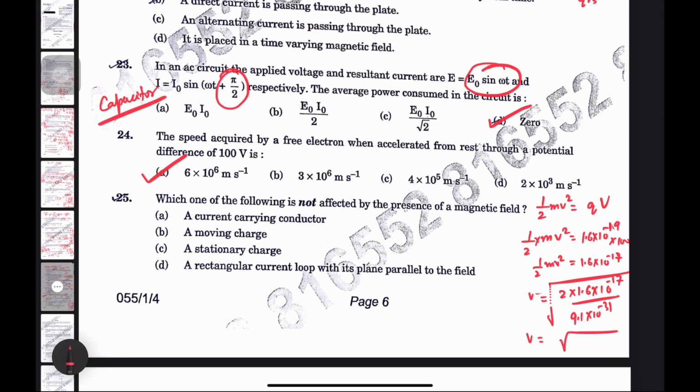Then when it comes to question number 25, which one of the following is not affected by the presence of magnetic field? So we are having some things given in the options. So what is not affected when we are having a magnetic field around?